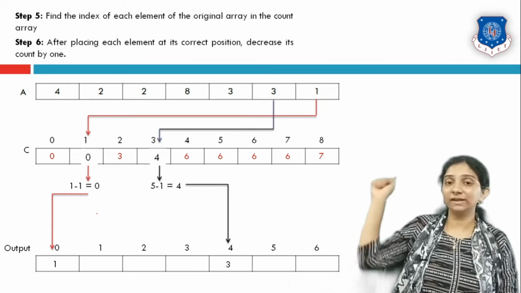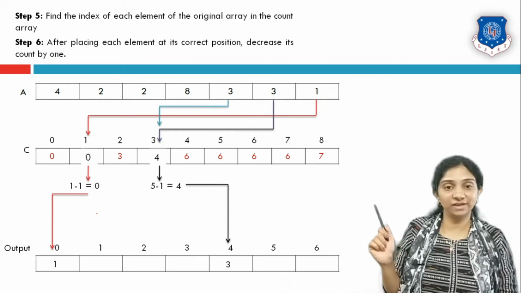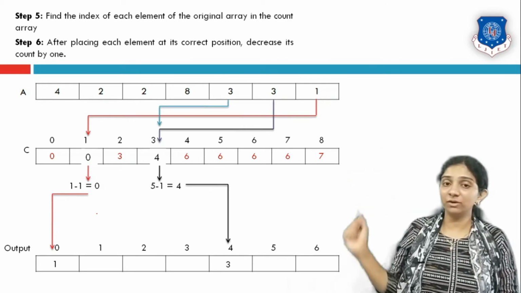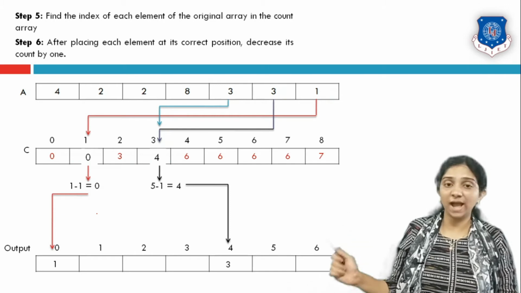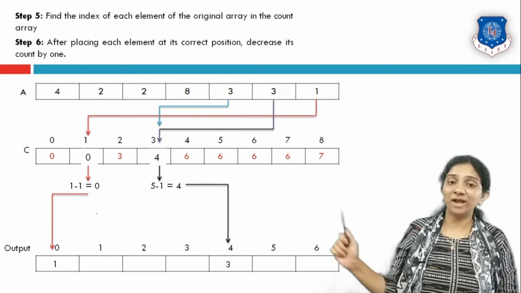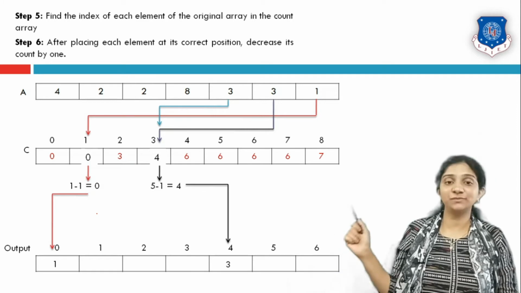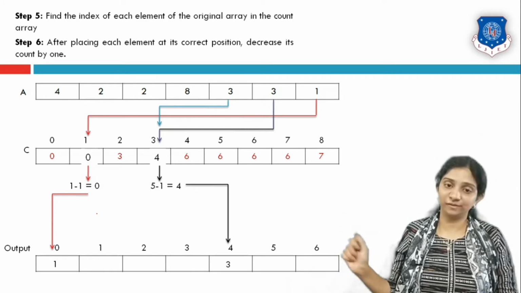Similarly, we will take the third last element, which is again 3. Again we go to index number 3 of the count array. Here, what value will we get? Now we will get the value 4 stored at this location.